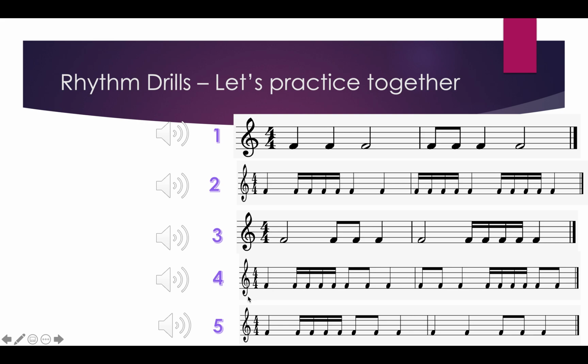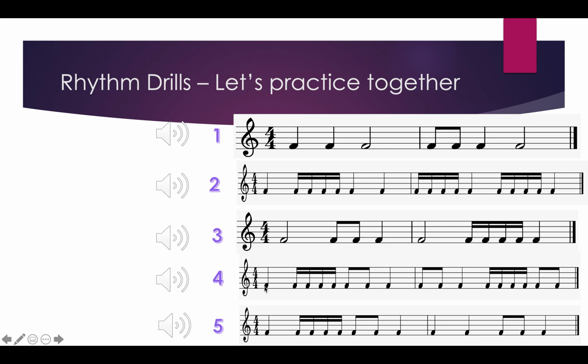1, 2, 3, 4. Ta, ticka ticka ti ti ta, ti ti ta, ticka ticka ti ti ta, ticka ticka ti ti ta, ti ti ta, ticka ticka ti ti ta, ticka ticka ti ti. Number 5.